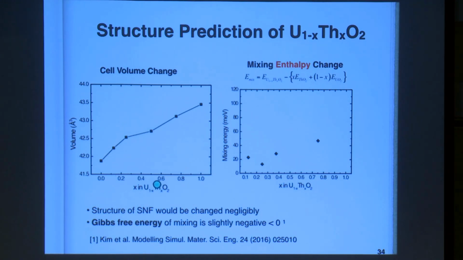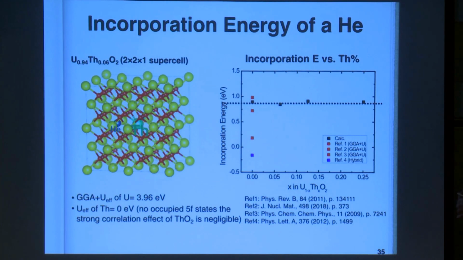So we tried to calculate the cell volumes of urea change as a function of thorium composition. You see here the volume actually increases according to Vegard's law, very well, a linear increase of volume. But the mixing enthalpy between uranium and thorium, from a chemical point of view, actually is not favorable, but when you apply the entropy generation, the Gibbs free energy is slightly negative. So thorium and uranium is okay. They do mix, yeah, but not so strongly.